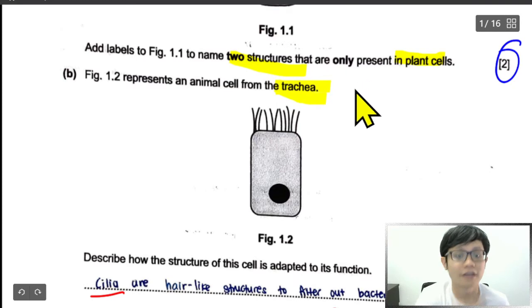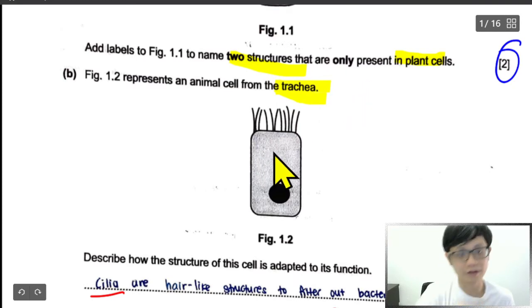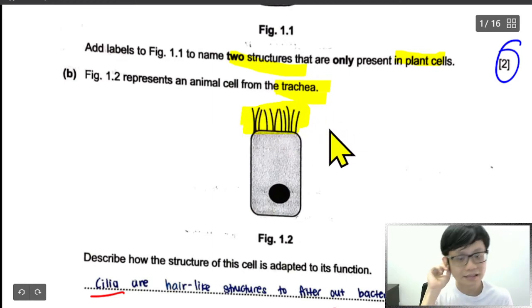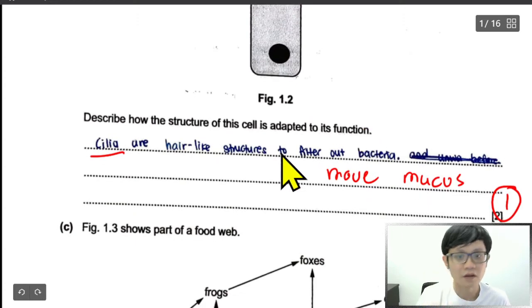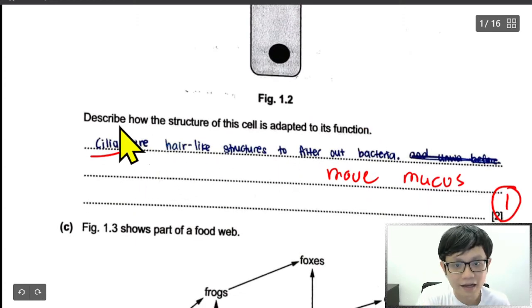In our trachea, we have cilia, correct? In the cell here, the trachea, there are cilia. So what do these cilia do? Okay, describe the cilia's structure and its function.